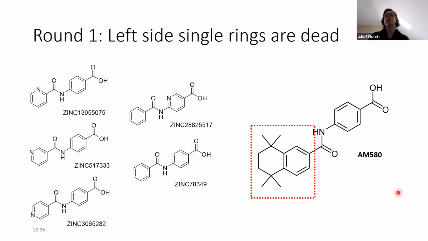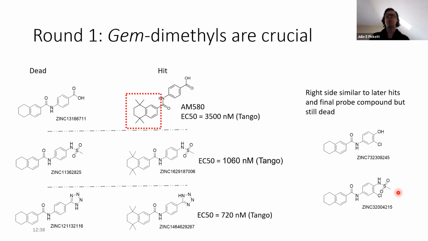And what we found out in round one is that if you don't have both ring systems, then all of these compounds are dead. So either with the phenyl ring alone or with the pyrimidine, no matter the position of the nitrogen, all of these compounds are dead. Okay, so what about a two-ring system?